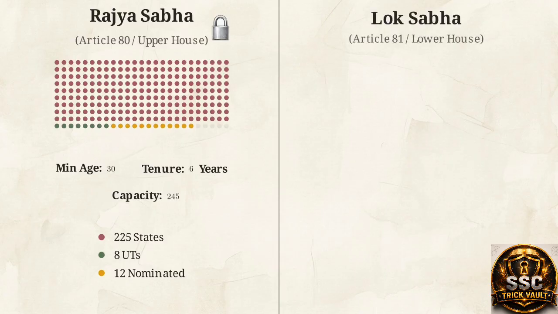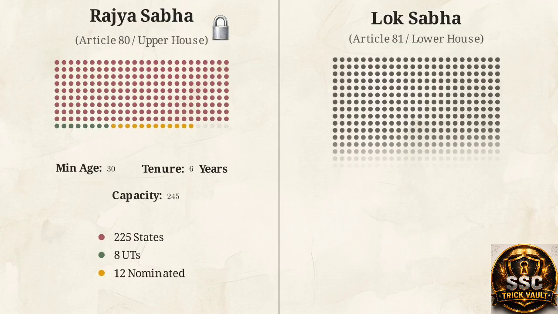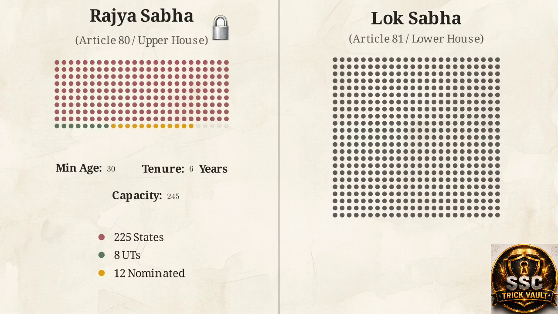Parallel to this is the Lok Sabha, defined by Article 81. This is the lower house, representing the direct public. Unlike the permanent upper house, the Lok Sabha relies directly on voters' mandate. Because of this, it is vulnerable to complete dissolution. Here, member constraints shift for broader participation: a lower minimum age of 25, and a shorter tenure of 5 years.